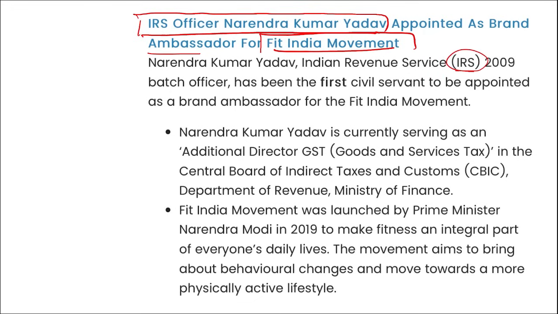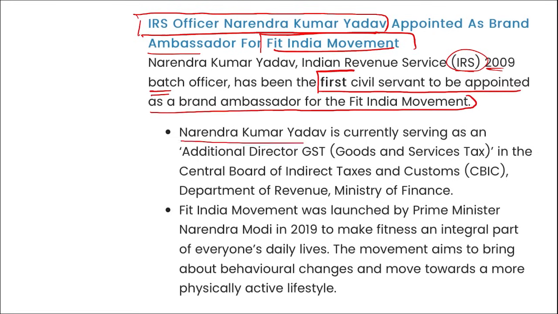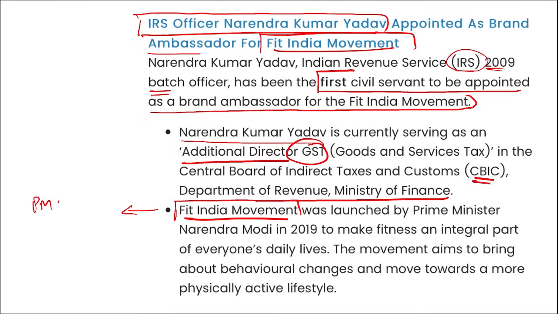He's an IRS officer of 2009 batch, and he became the first ever civil servant to be appointed as brand ambassador for Fit India movement. Currently, Narendra Kumar Yadav is serving as the additional director of GST in CBIC under the Department of Revenue in Ministry of Finance. The Fit India movement was launched by Prime Minister Narendra Modi in 2019, to make fitness an integral part of everyone's life.